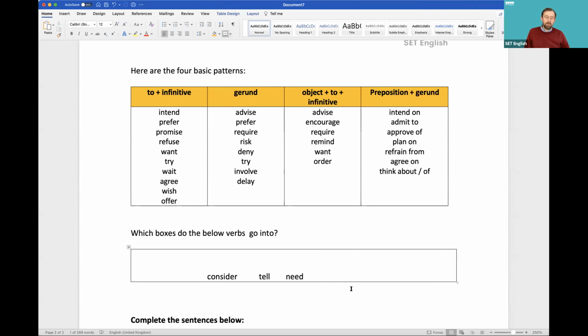What about consider? Consider. Preposition plus gerund again, isn't it? Consider gerund. Have you considered doing? Have you considered cutting your hair? Have you considered buying some more clothes? Preposition and gerund. No. Consider of? No. Consider thinking? No. About. Okay.